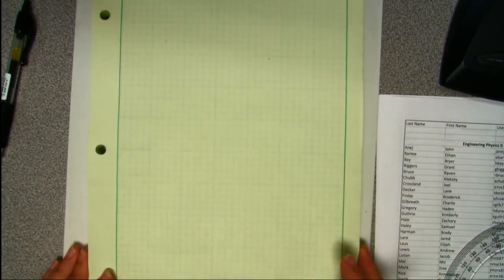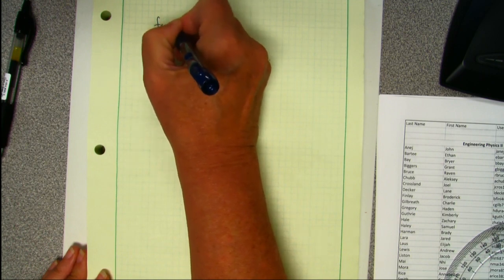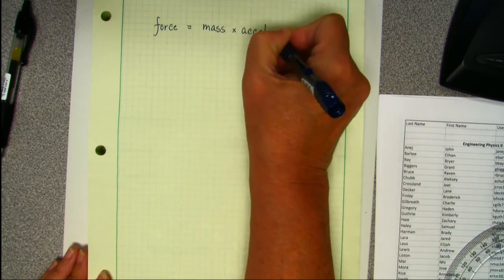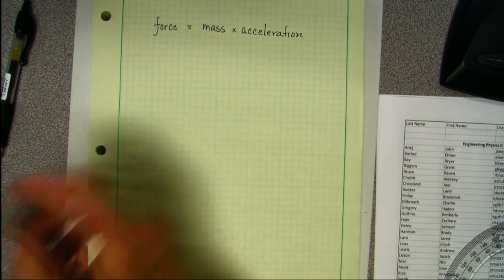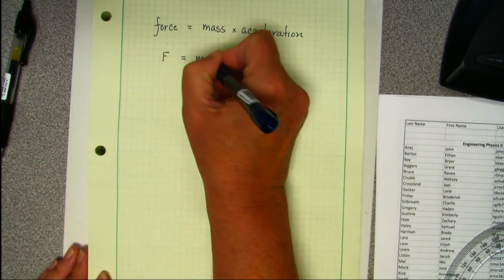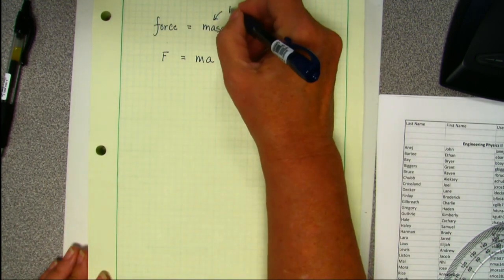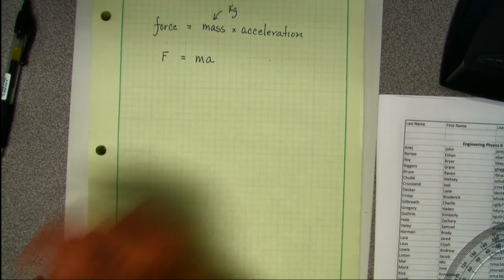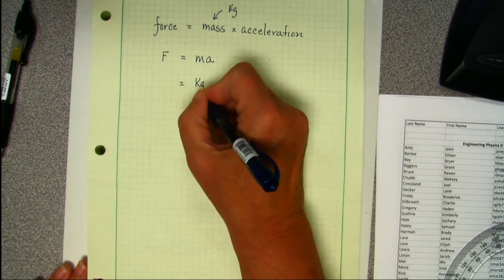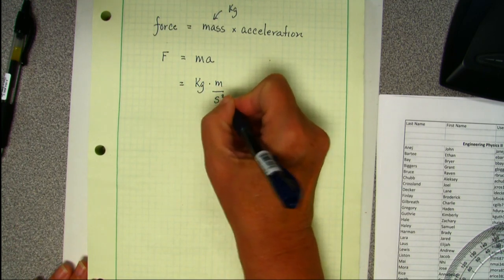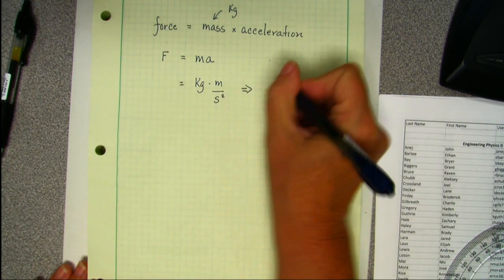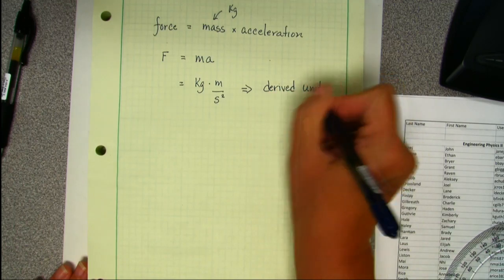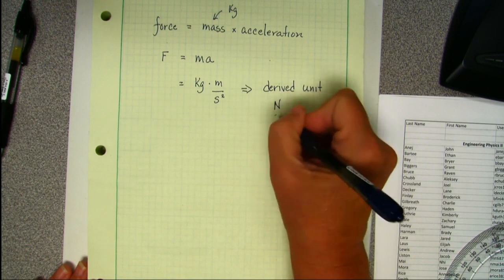So let's look at force is equal to mass times acceleration. All right, and so that will be F is equal to ma. Mass is going to have units of kilograms in our vernacular. But I will have kilograms times meters per second squared. That unit right there is going to be something that we call a derived unit. And that's going to be a unit of force, and we're going to give it a name called a Newton.